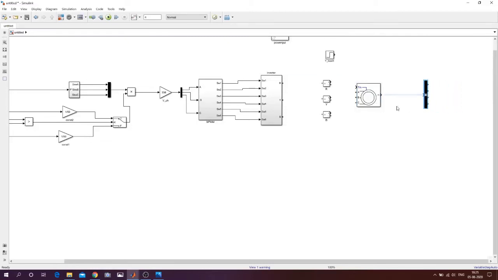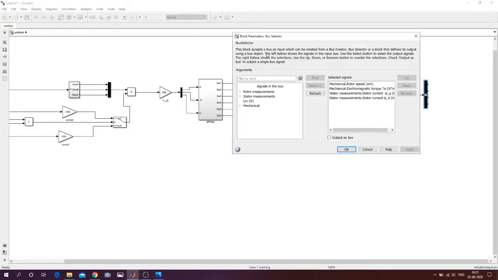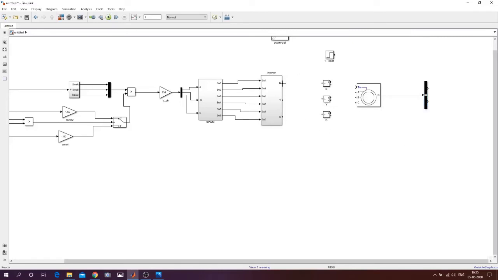So this is the measuring unit. We'll connect it over here. This is the bus selector. In the bus selector what do I need? I will see the mechanical rotor speed and the torque, and this one I don't require. I just need the mechanical speed and the torque of the motor. Now from this R phase I will connect to this A, Y will be connected over here, and B will be connected over here.